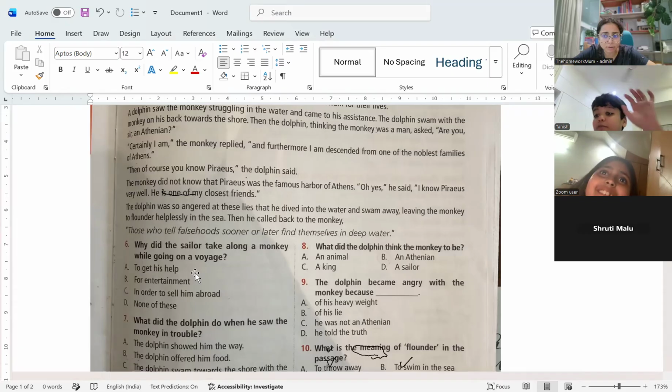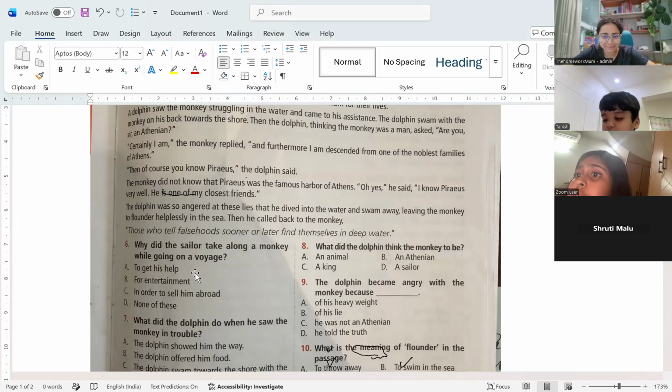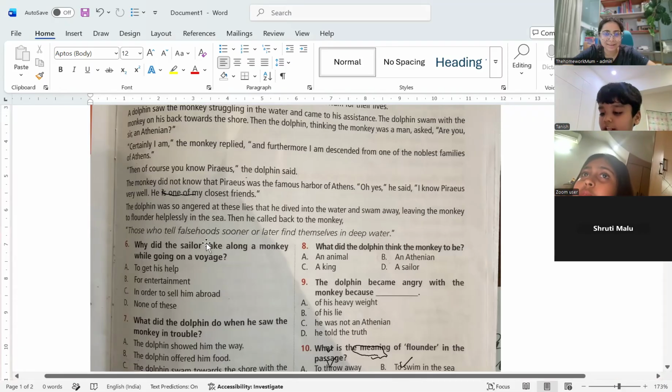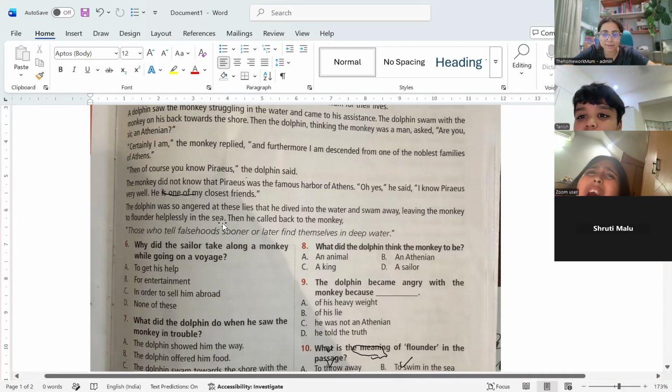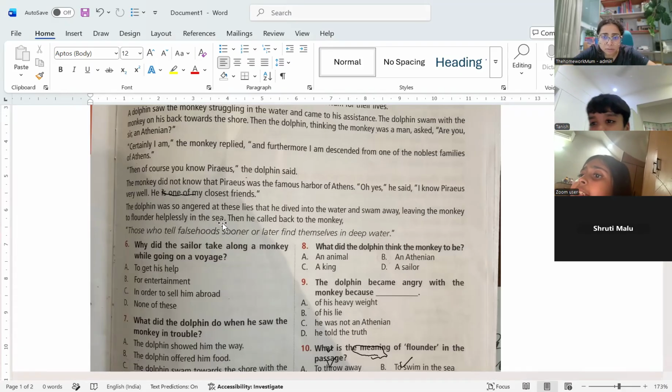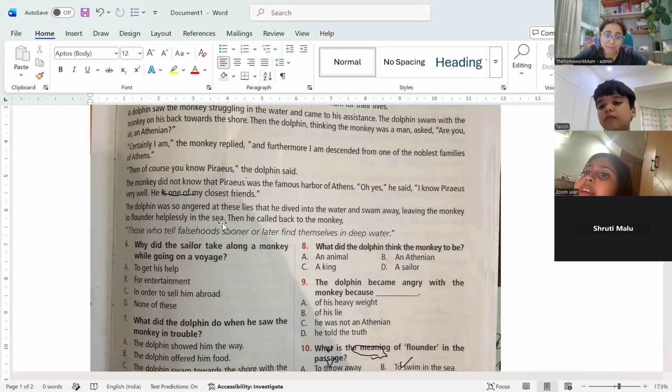Maybe no, because he didn't know about it. He thinks like that. The monkey wants to go with the dolphin towards the shore and he starts lying. With this line, the dolphin got to know that he was lying. The dolphin was so angered that he dived into the water and swam away, leaving the monkey to flounder helplessly in the sea.